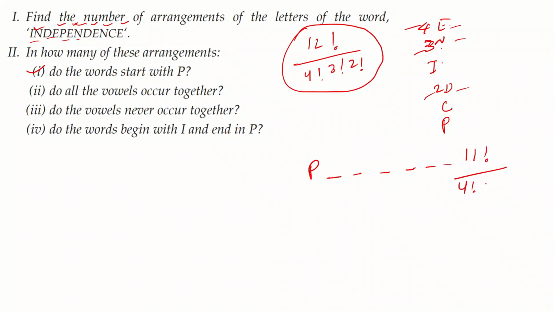So that will be 4 factorial by 3 factorial, 2 factorial. So that's just the answer for question number 1. Question number 2, do all the vowels occur together? Okay, this can be tricky.